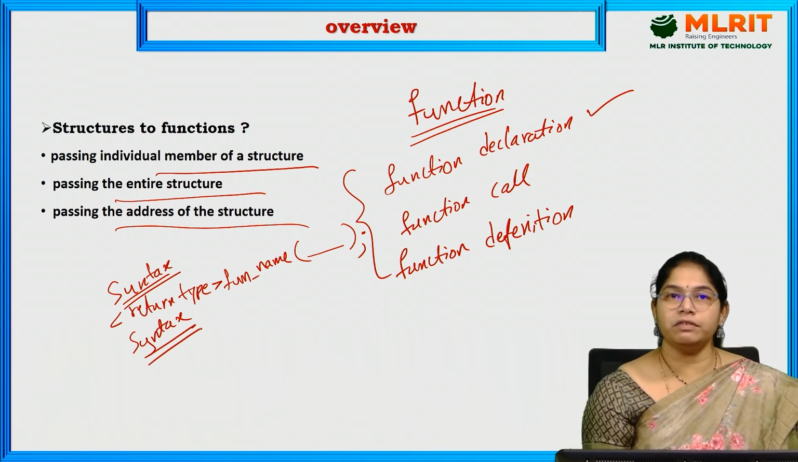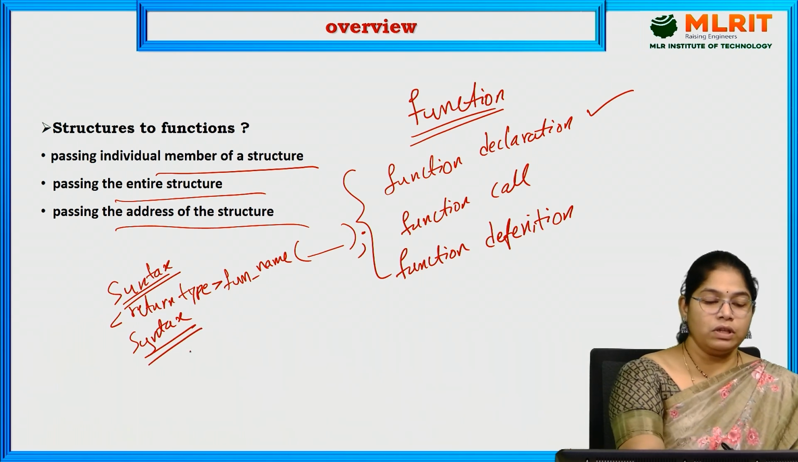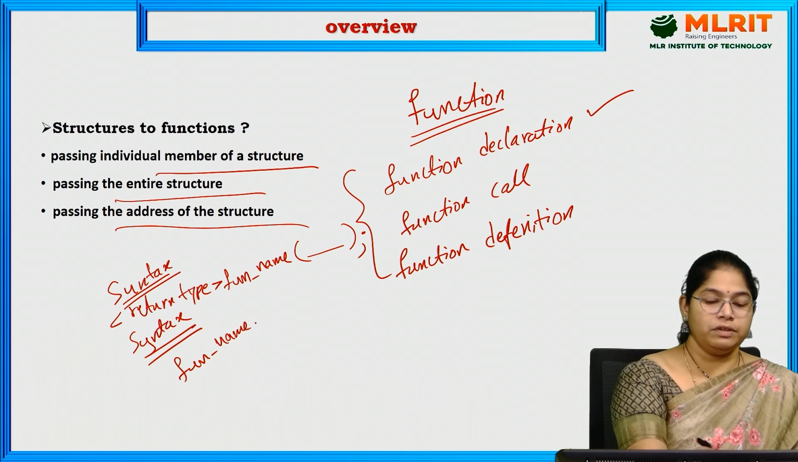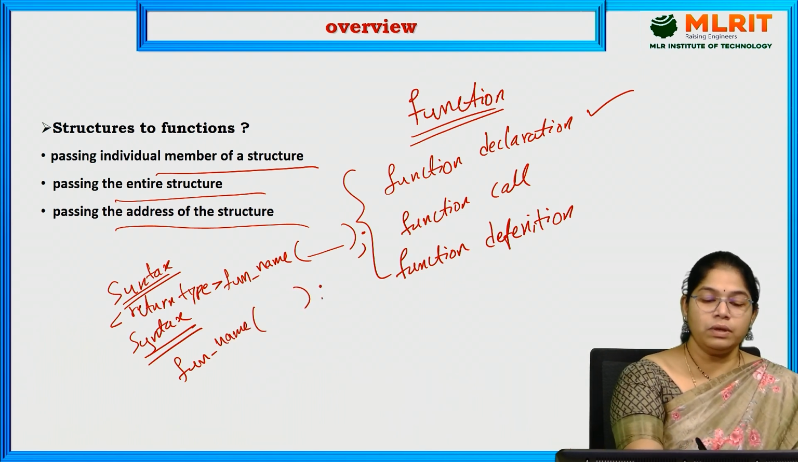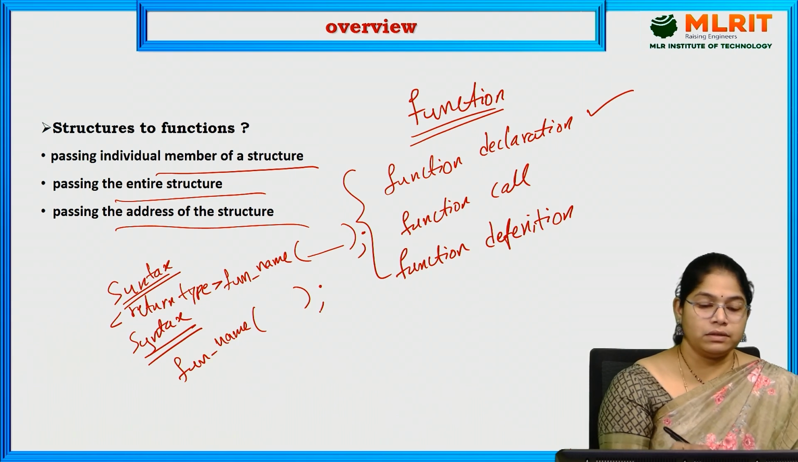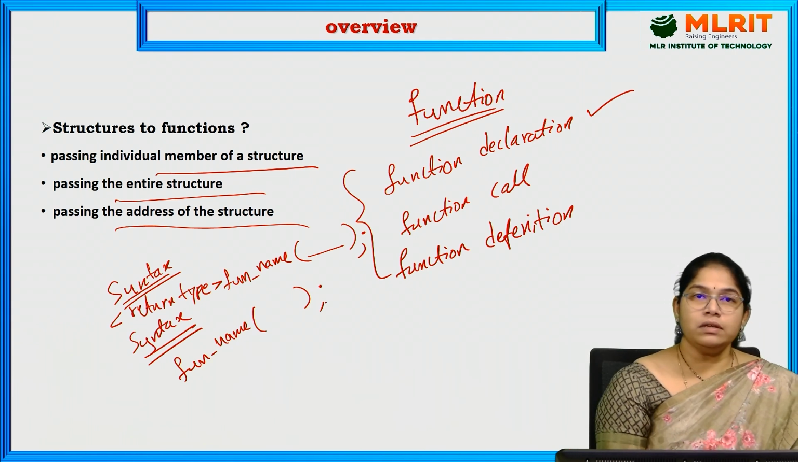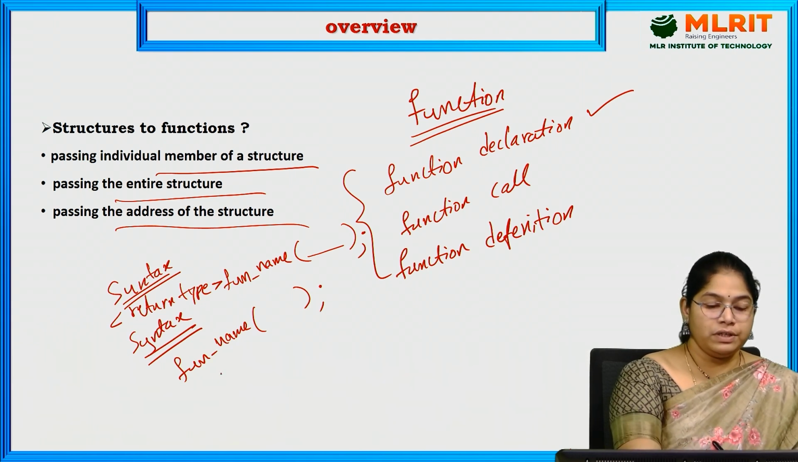And function call syntax. Generally we call the function in the main. Function call syntax is just a function name. So here the function name is fun_name, and here we write only the list of parameters and end with a semicolon.